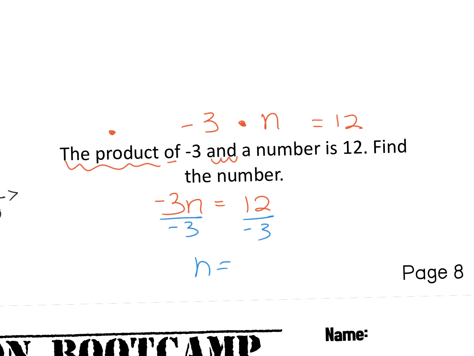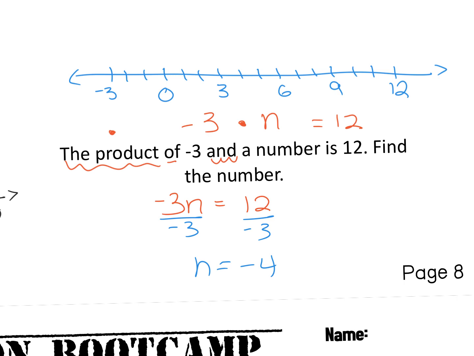N should equal -4. Do a visual, some type of a check in your mind to envision what that looks like and make sure you've interpreted it correctly. So I've got a number line here, and if I'm taking a product of -3 and -4, that means I have -4 groups of -3. The opposite of 3, the opposite of 4, times 2 negatives makes a positive.